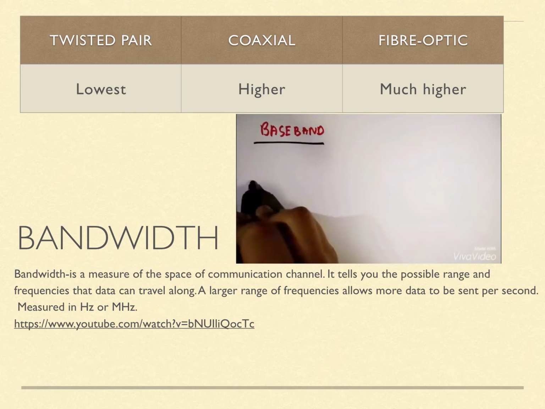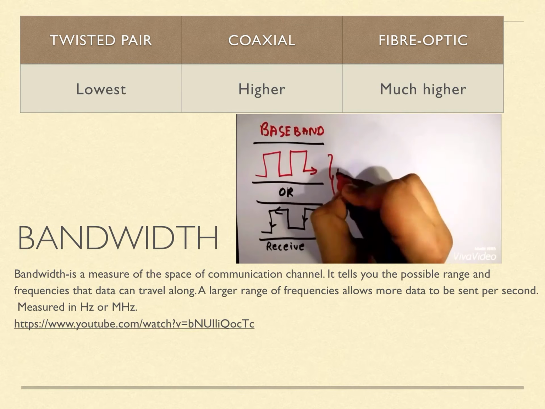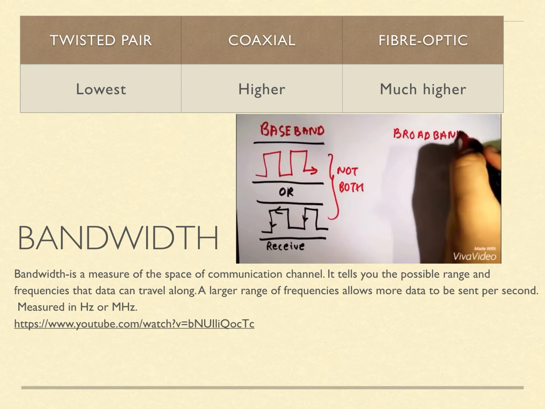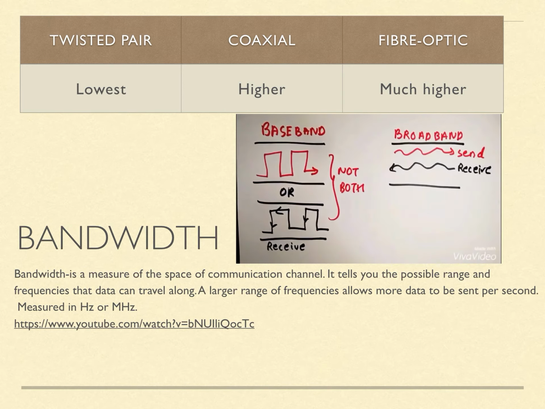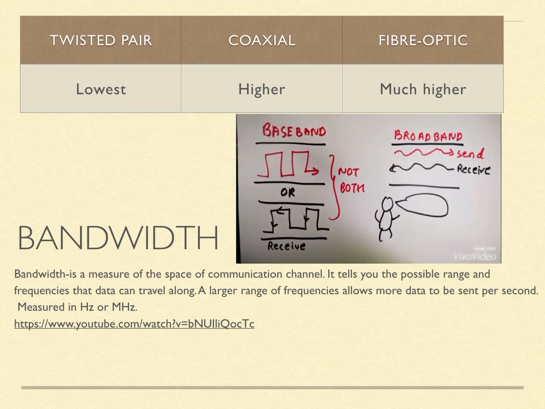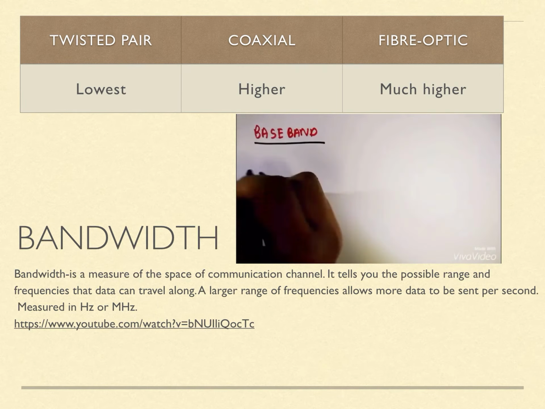Another differentiating property is that baseband allows you to either send or receive a signal, but not both at the same time, whereas broadband allows you to send as well as receive the signals both at the same time. But when do we use each of these? The usage depends on the conditions for transmission.